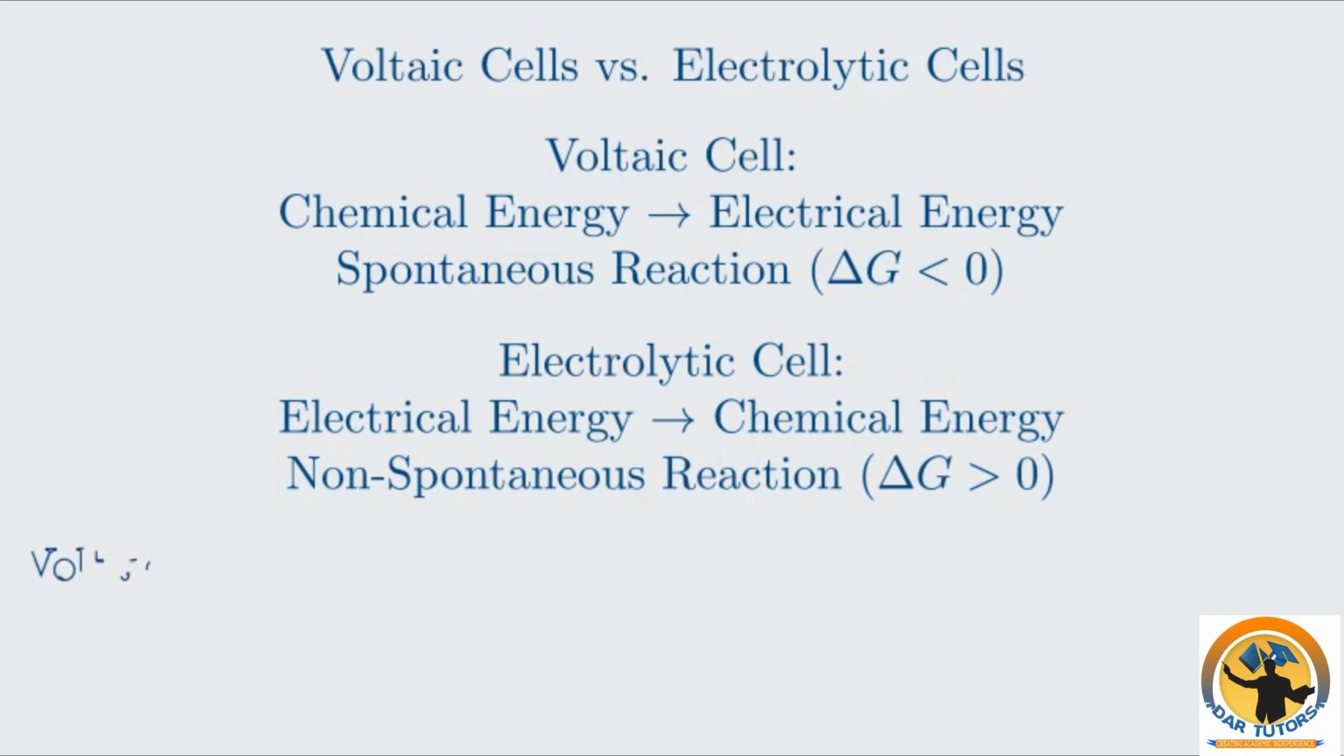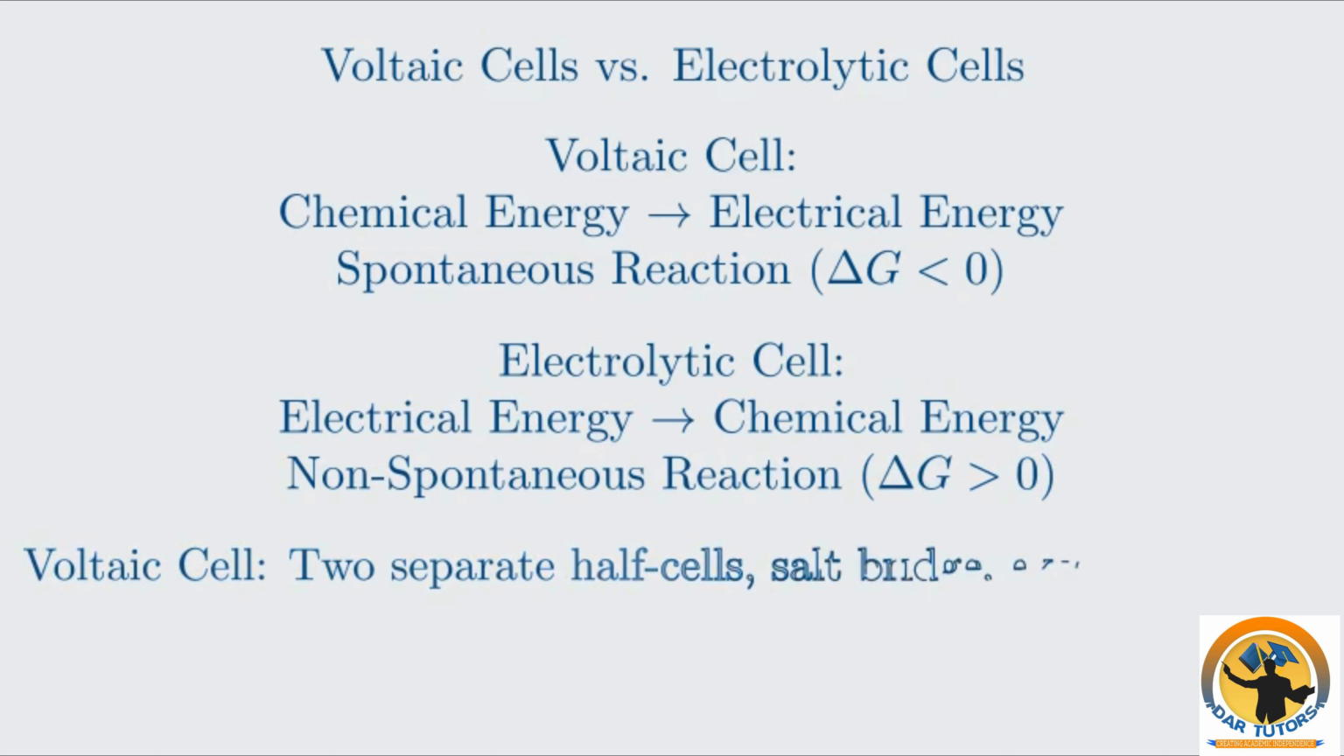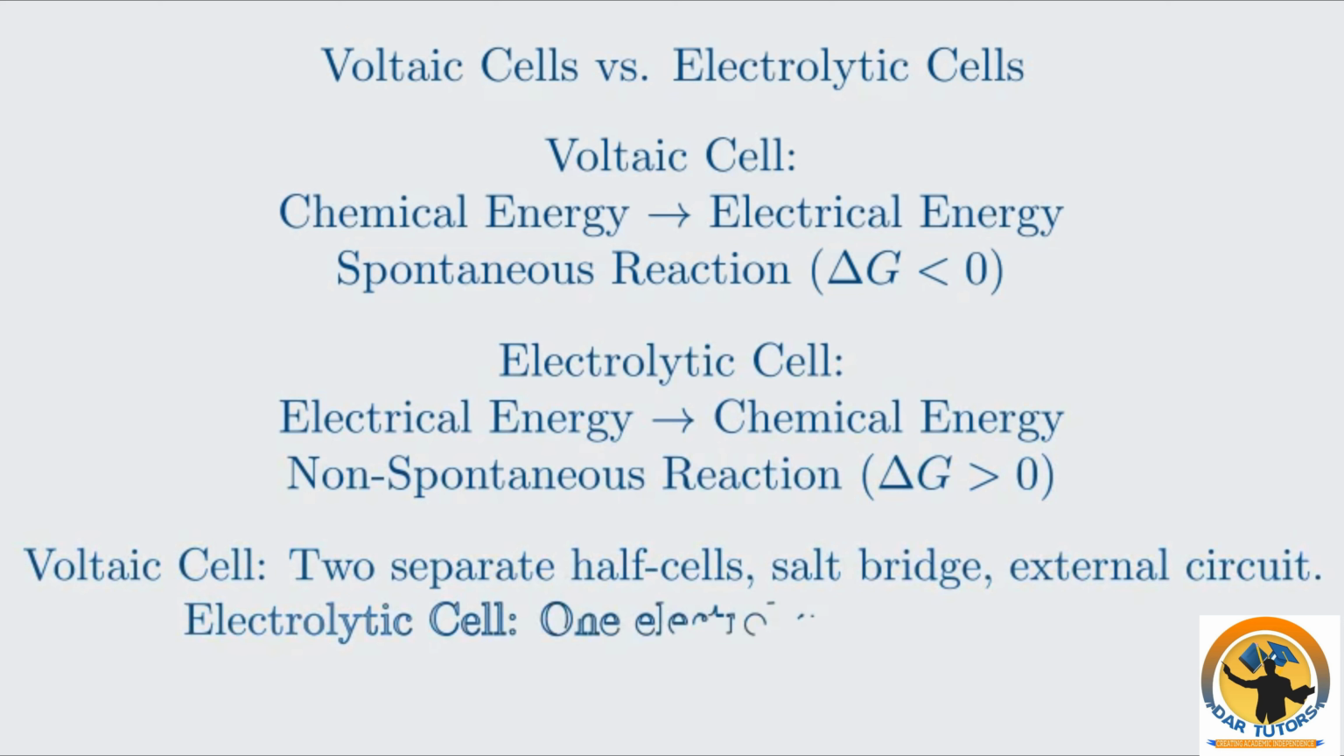A key difference is the setup. A voltaic cell requires two separate half cells connected by a salt bridge and an external circuit to allow for controlled electron flow. An electrolytic cell, on the other hand, typically consists of a single electrolyte, which can be an aqueous solution or a molten salt, with two electrodes immersed in it.